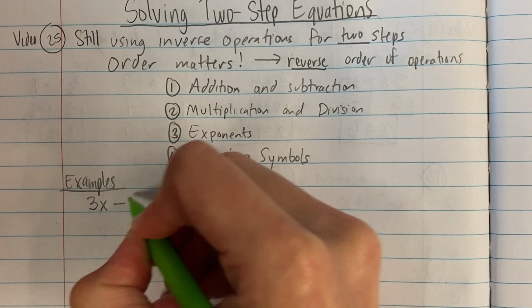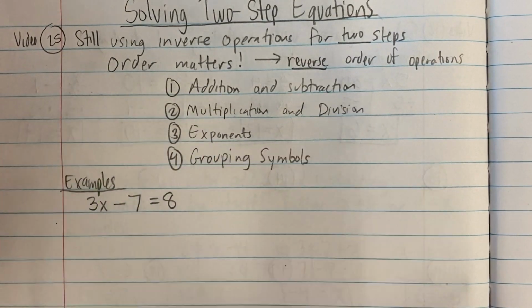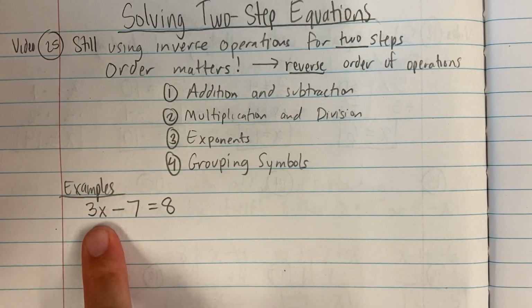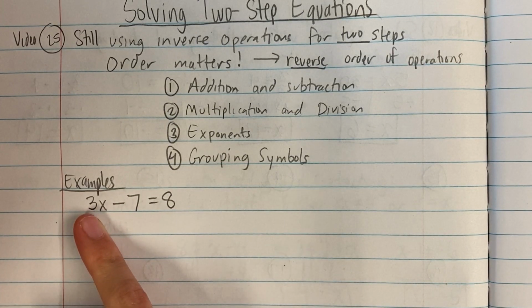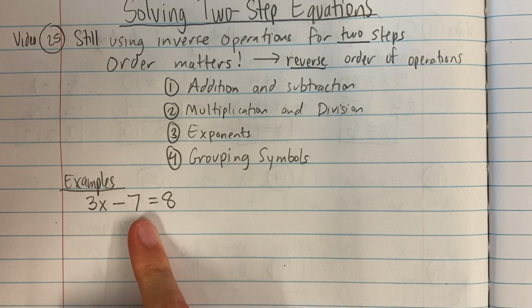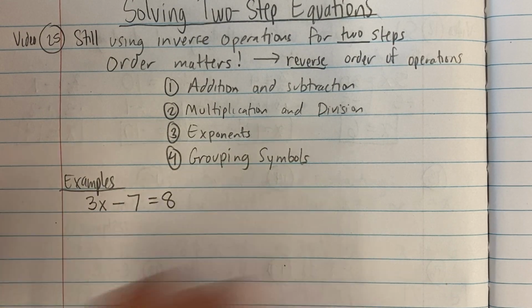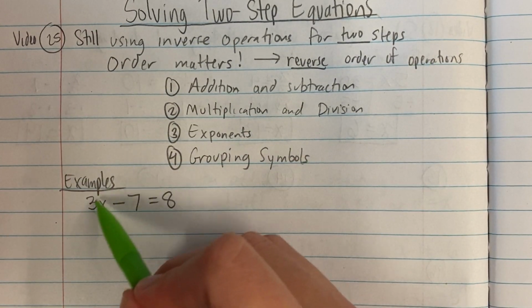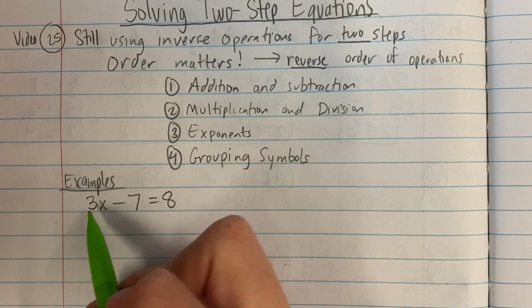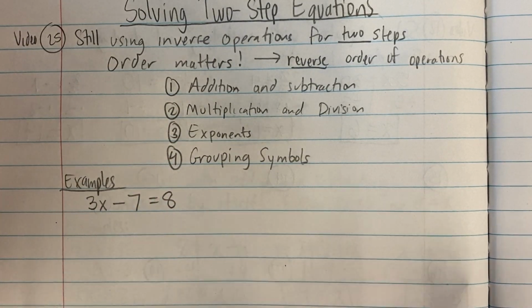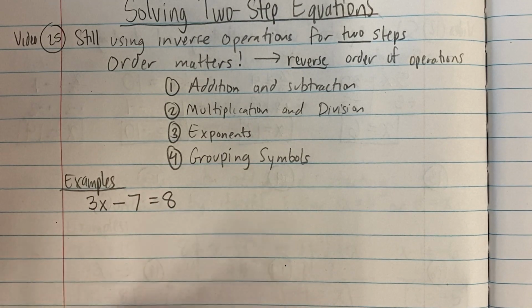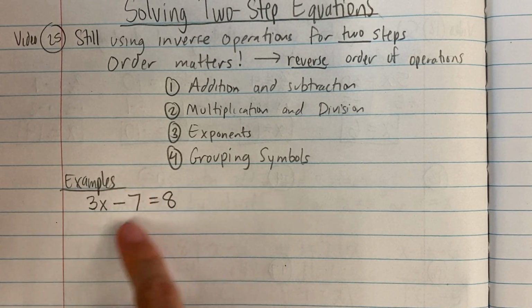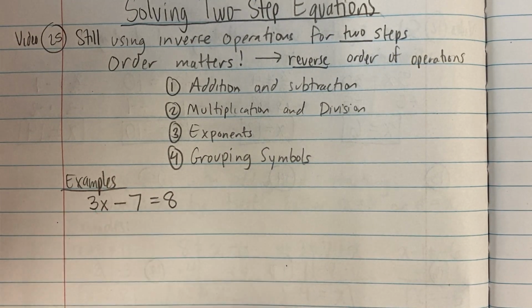3x minus 7 equals 8. Okay, so we're asking ourselves the same question as before. What's happening to this x? Well, right now this x is being multiplied by 3, and then 7 is being subtracted, right? Like if I had a number here, like let's say instead of an x there was a 5, or whatever it was. We would multiply first and then we'd subtract. Okay, that's order of operations. But since we're undoing operations, we're actually going to go in the opposite order, right? So we're going to actually undo this subtraction first, and then we're going to divide to undo this multiplication.